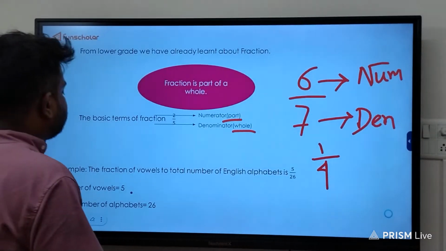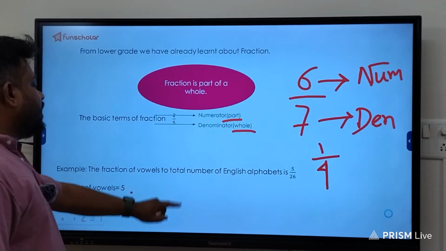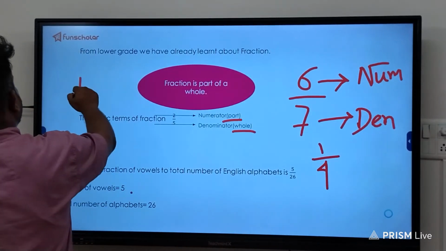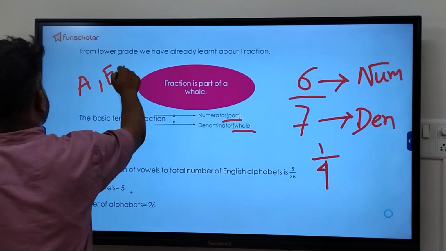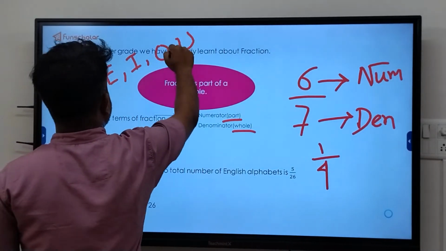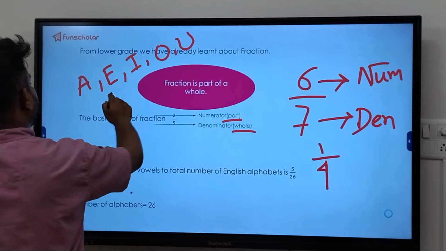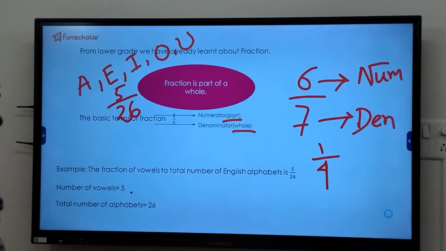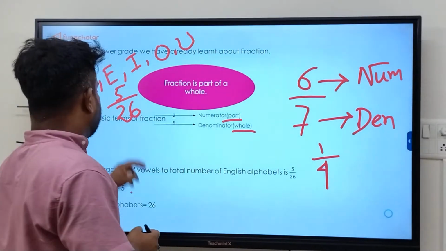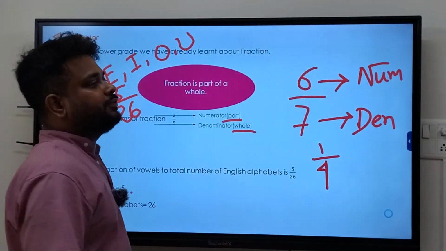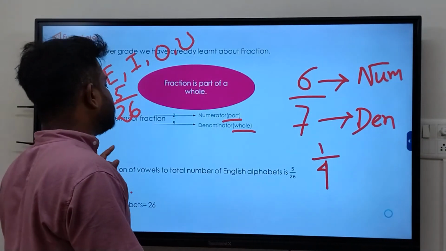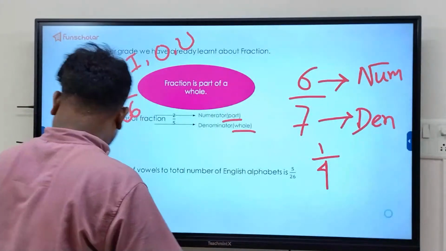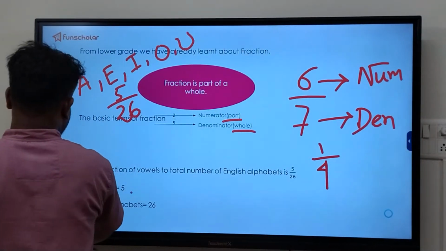Example, the fraction of vowels to the total number of English alphabets is 5 by 26. We know that the vowels are A, E, I, O and U: 1, 2, 3, 4, 5, and we already know that there are 26 letters in the English alphabet. So 5 by 26 will be the fractional value of the vowels to the number of English alphabets. Okay, let's go to the next one.